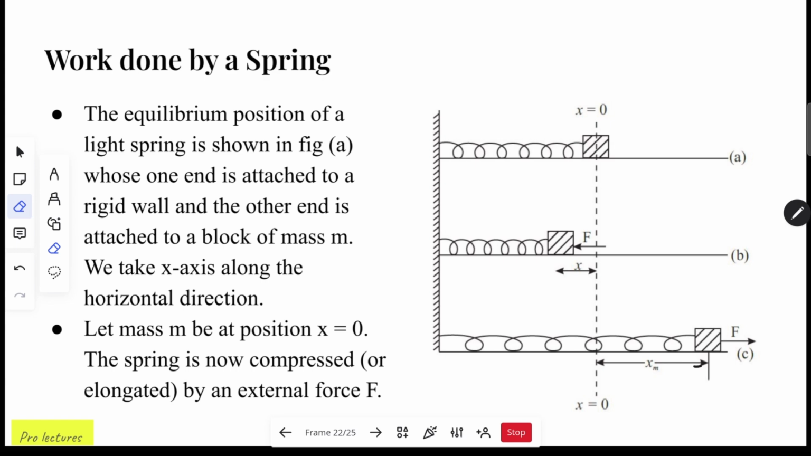In the second situation we are compressing the block, so the spring is compressed, and in this case we are elongating the spring. How are we doing this? By an external force. Here the spring is compressed to a distance x, and here the spring is elongated. The maximum compression or elongation we denote by xm. This is the maximum force or the maximum elongation possible.